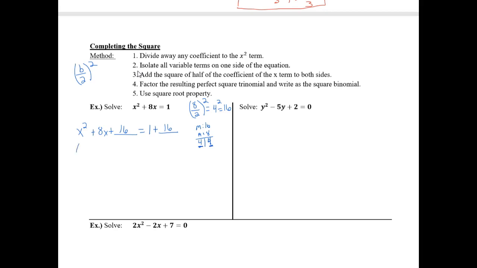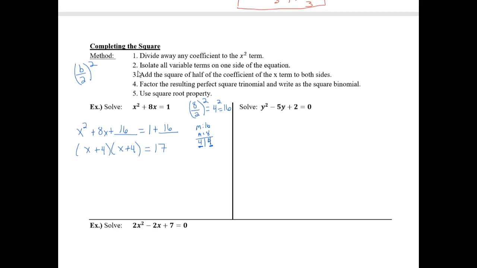So when I factor this, it factors into x plus 4 times x plus 4, right? X times x is the x squared. We'll have 4x plus 4x gives us the 8x, and 4 times 4 is the 16. Simplify the right-hand side. 1 plus 16 is 17.